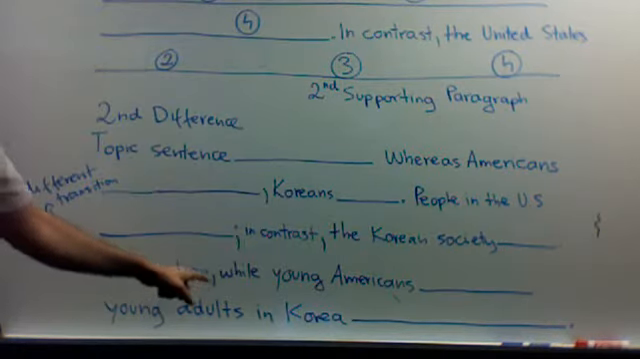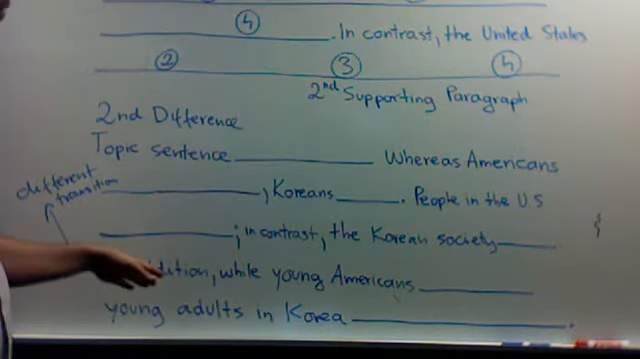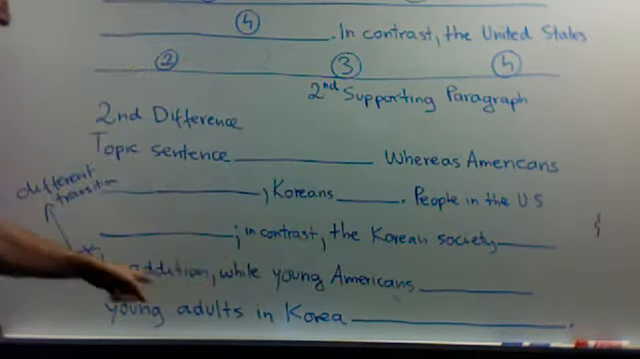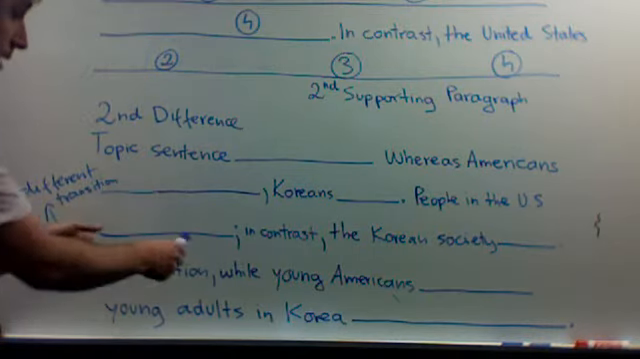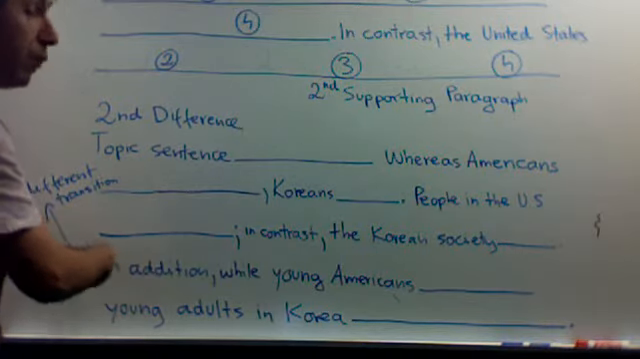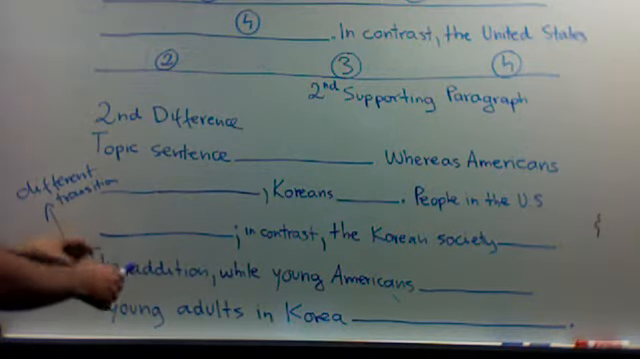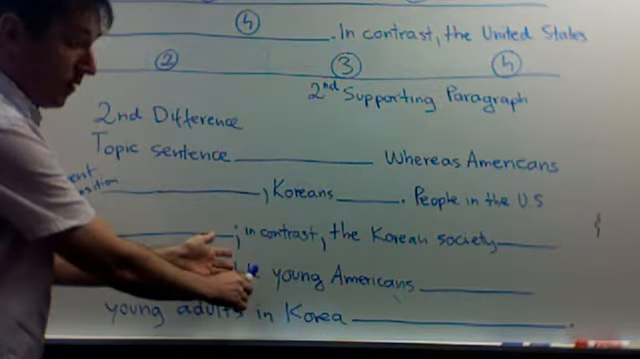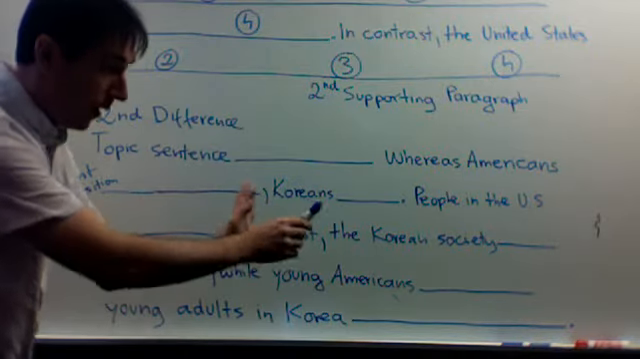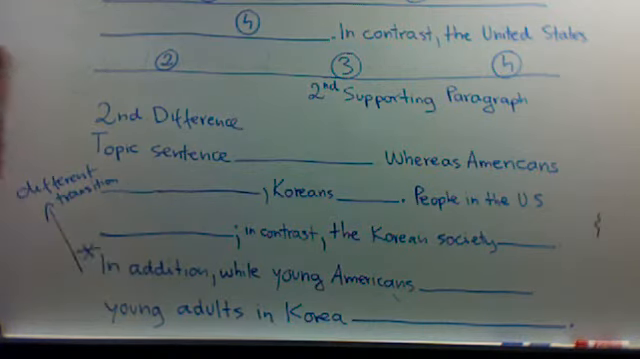Now, I want you to look at this transition right here, in addition. It's a different transition from the other ones, from in contrast, whereas, and while. This transition does not contrast the two countries. This transition moves, so to speak, the story forward. So it's different. You won't place Korea on one side and the United States on the other side. You will use it in order to, again, develop the story further, to give more details and so forth. In addition, moreover, and so forth.